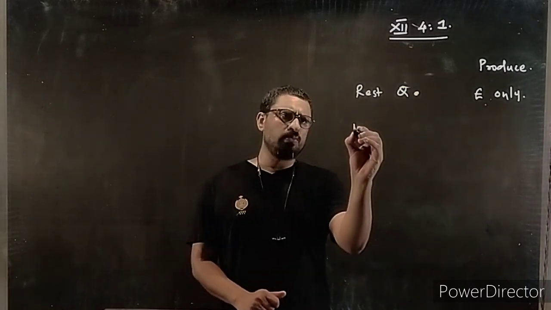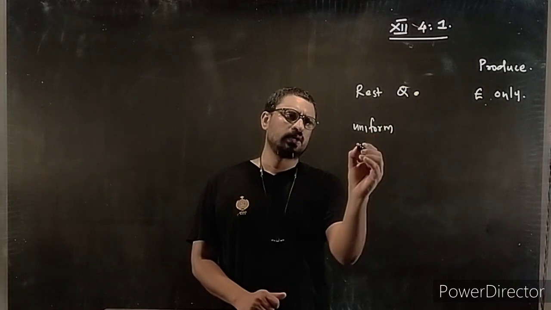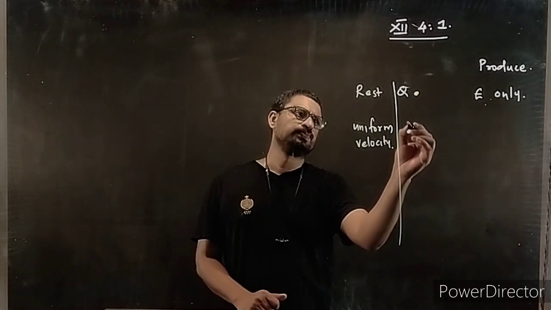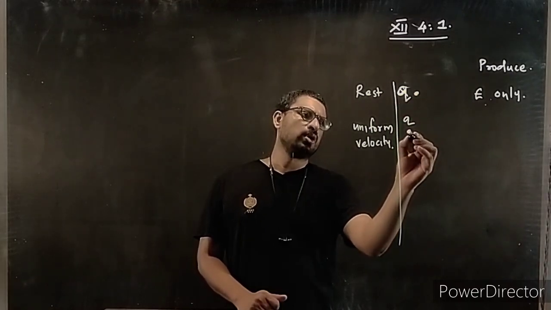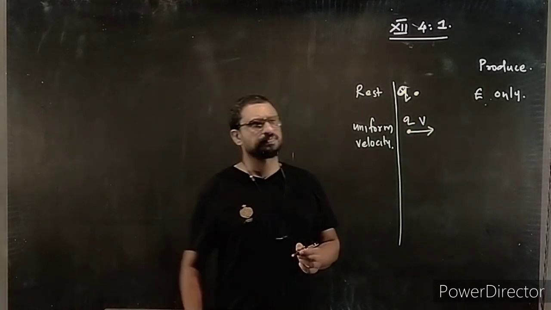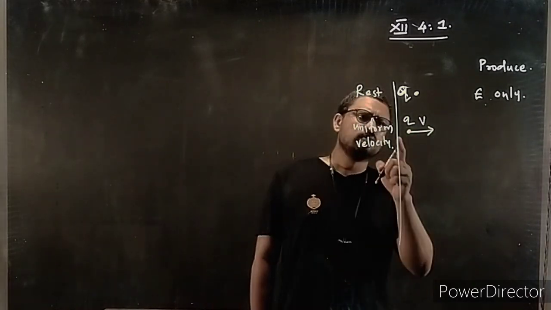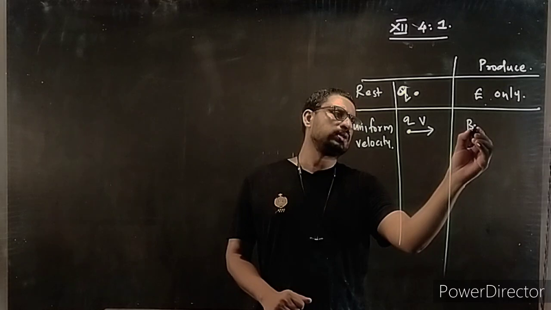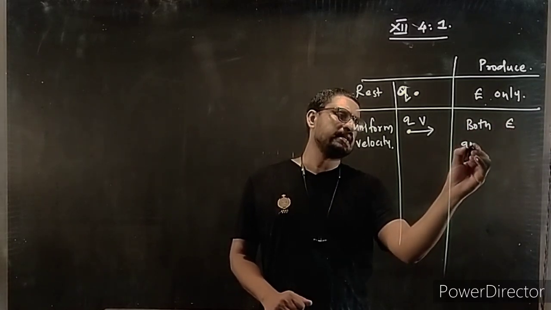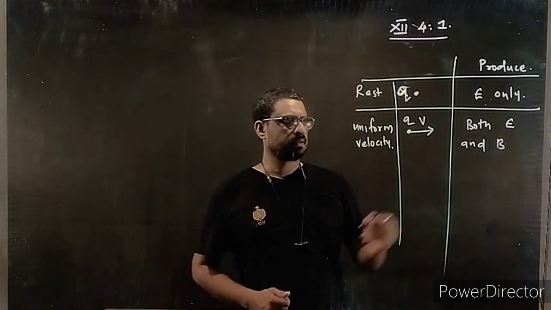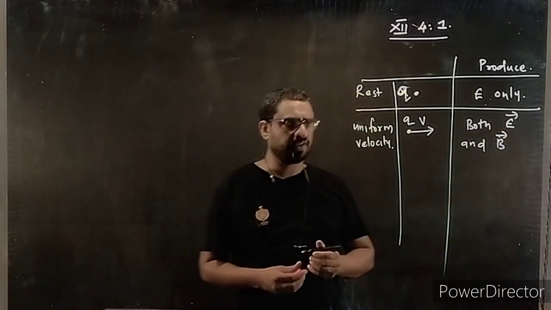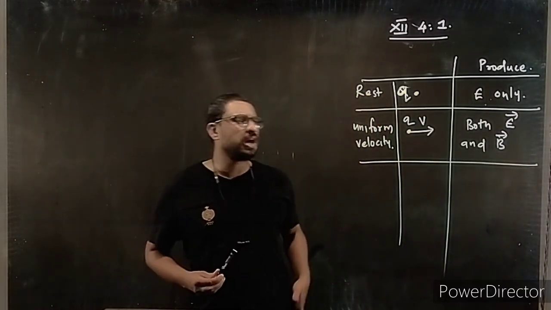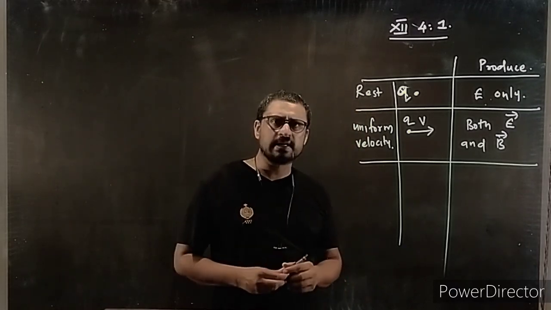Now another, a uniform moving charge. Uniform velocity charge, like there is a charge q, let's make it a small q, moving with uniform velocity v. Previously it was at rest, now it is moving with uniform velocity v. That will produce both electric field and magnetic field. Capital B stands for magnetic field. So a uniform velocity charge will produce both electric field and magnetic field.